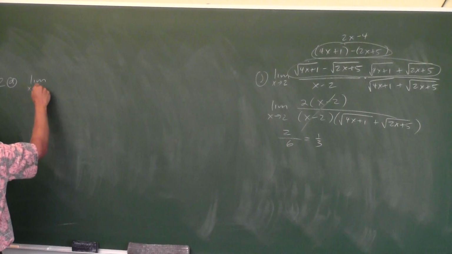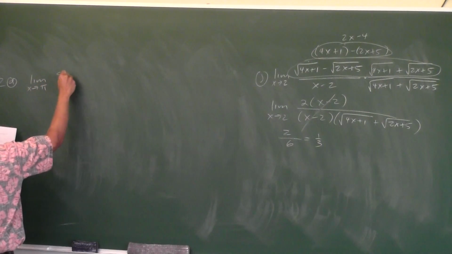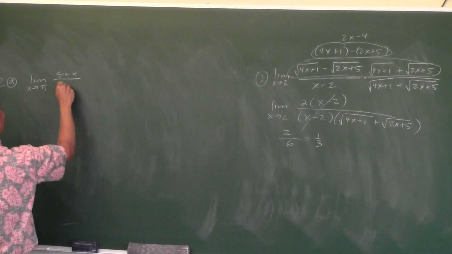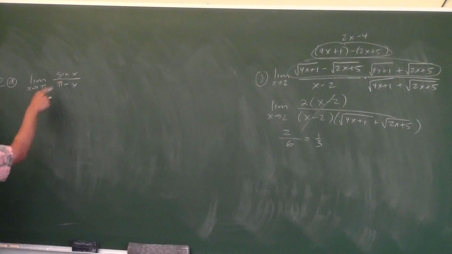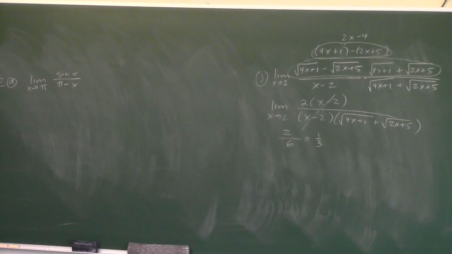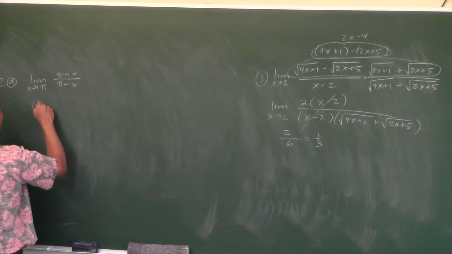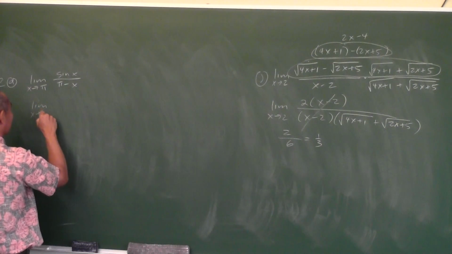Limit as x approaches pi of sine x over pi minus x. Now, what happens when you plug in pi for x? You get 0 over 0. You know, Mr. Park, I don't see friend. Well, what you got to do is you got to make friends. Or friend. You guys want to make friends, man.